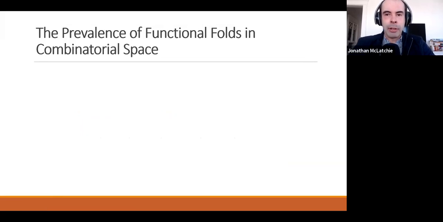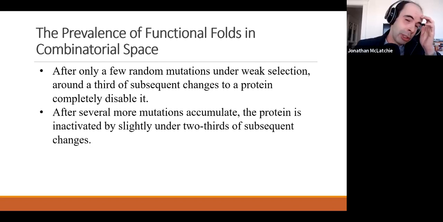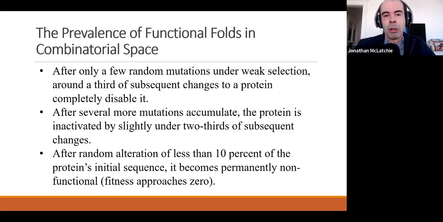So in this paper, they conducted a mutagenesis experiment where they induced mutations into a particular protein structure. And according to the paper, after only a few random mutations under weak selection, around a third of subsequent changes to a protein completely disabled it. And after several more mutations accumulate, the protein is inactivated by slightly under 2/3 of subsequent changes. And after random alteration of less than 10% of the protein's initial sequence, it becomes permanently non-functional. So the fitness approaches 0.